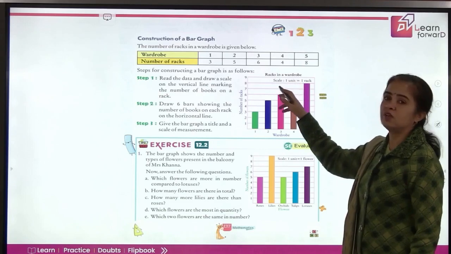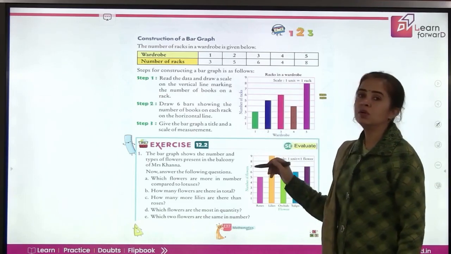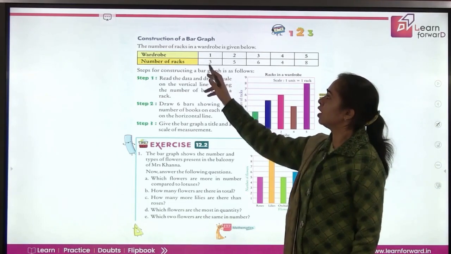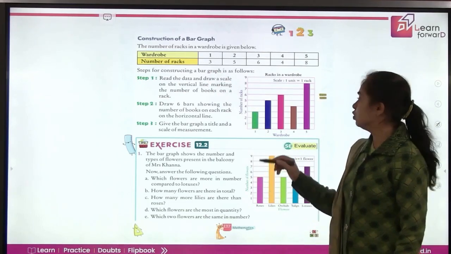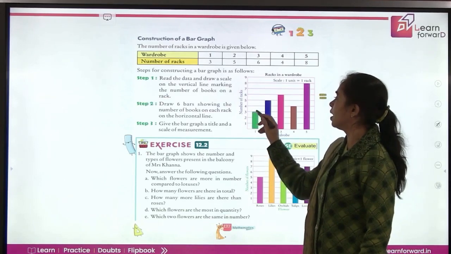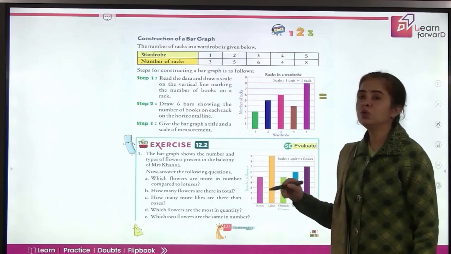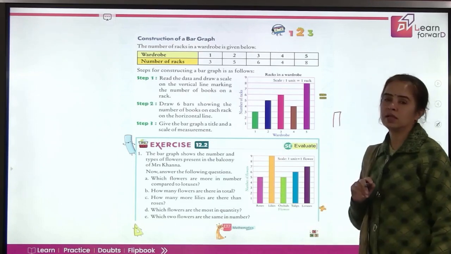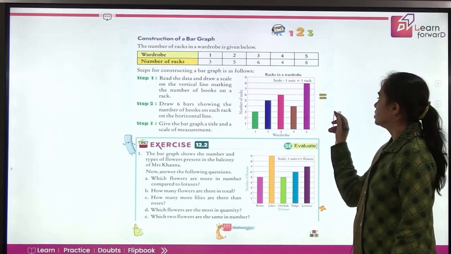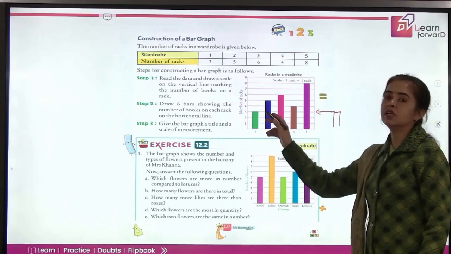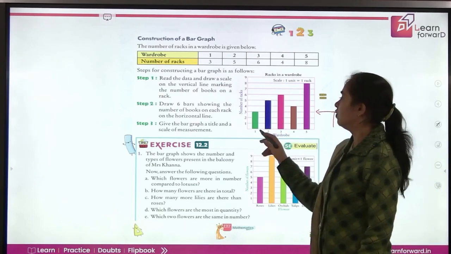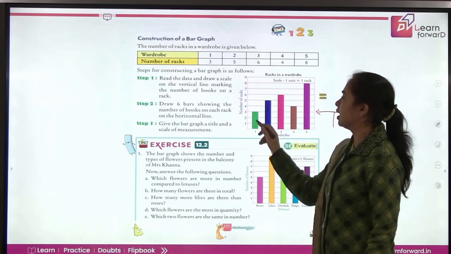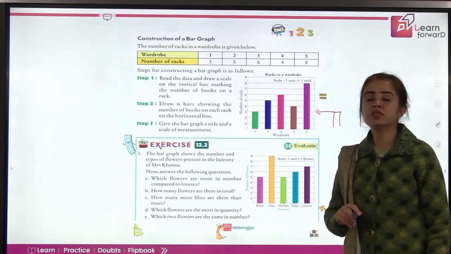Now, scale is very important. So, scale here, 1 unit will mean just 1 rack. Now, for the first wardrobe, how many racks are there? 3. So, for the first wardrobe, you will move your bar up to number 3. And how do you draw a bar? 2 vertical lines and then you will lock them at the top, just next to the number which it has to reflect. So, if wardrobe number 1 has to reflect 3 racks, you will take your standing lines up to number 3 only and join them. This is how you get a bar.